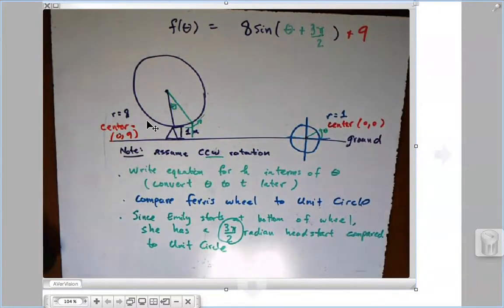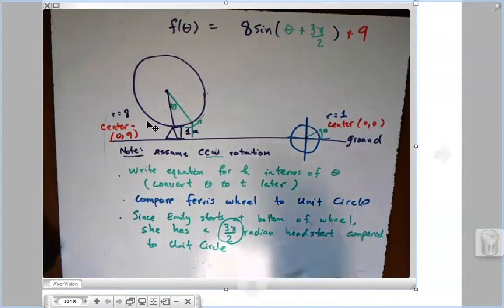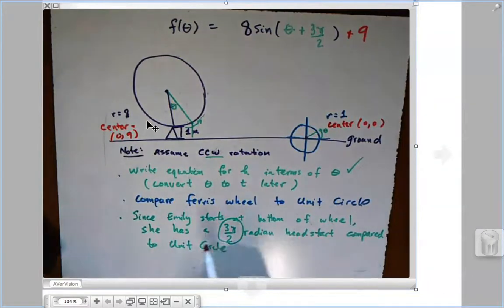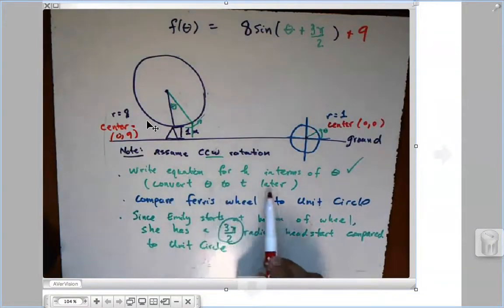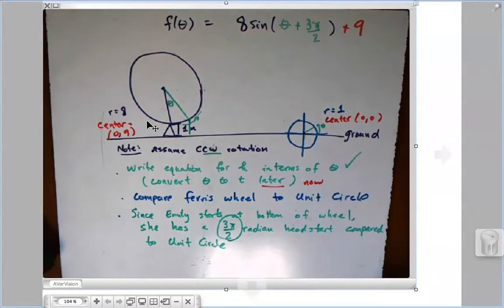And you can see here that just from looking at this problem and comparing the Ferris wheel to the unit circle, we've gotten a lot done already. And we're done in terms of the equation using theta, okay? And we're actually pretty close to getting the right answer. And now before we said convert theta to t later, well, later is now. Okay? We've done as much as we can with theta. Now we want to convert it to t.